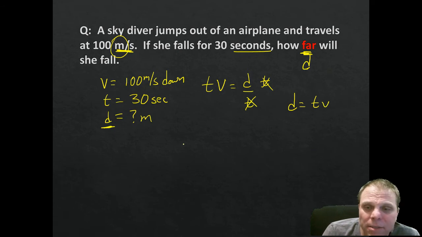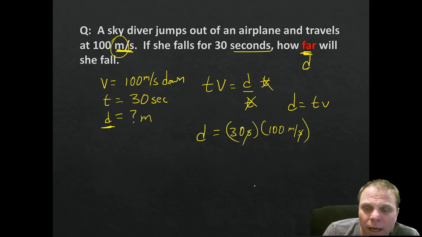Sweet. Now I can substitute. And so I can plug a value in. If D equals T times V, then I can just plug in my T of 30 seconds. And I can multiply it by 100 meters per second. Now notice my seconds are going to cancel out because one is on top of the fraction, the other's on the bottom. And so now it's 30 times 100, all right? So 3,000 is equal to 3,000, right? So now I'm traveling a distance of 3,000 meters.